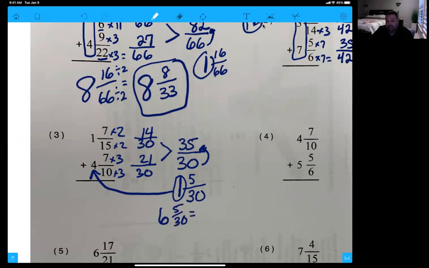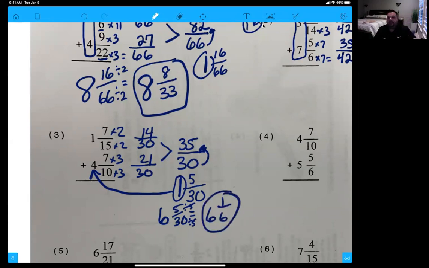Now I need to figure out, does the 5/30ths reduce? Well, 5 goes into 5 and 5 goes into 30. So I can divide them by 5. And your final answer would be 6 and 1/6.